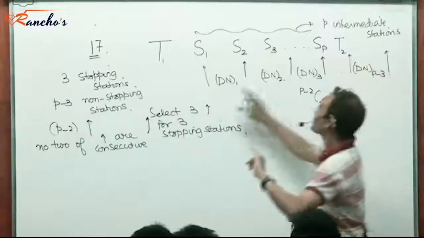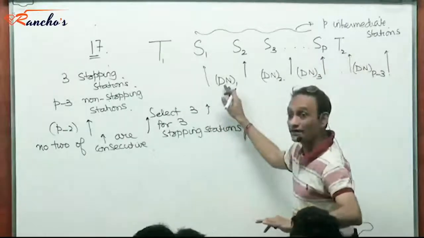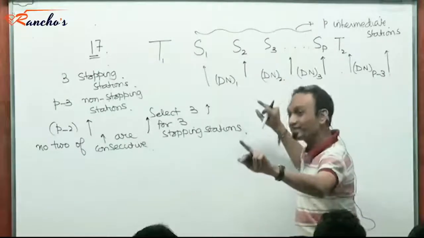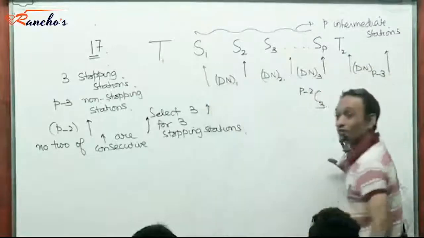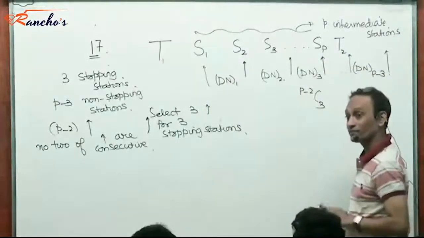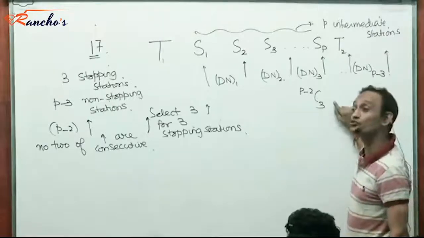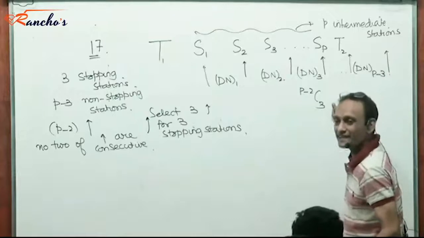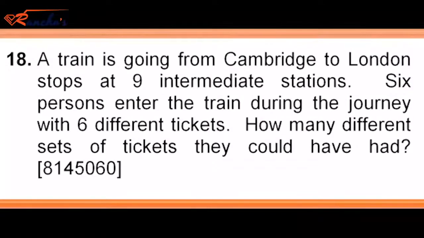I know what you're saying. You're saying, see, this is a floating arrow. It doesn't mean it has to be located here only. This is floating. That's exactly what you wanted to ask. It's just a floating set of non-stopping stations, you know. So P minus 2 C3 ways in which 3 stopping stations could be selected. Is that okay?